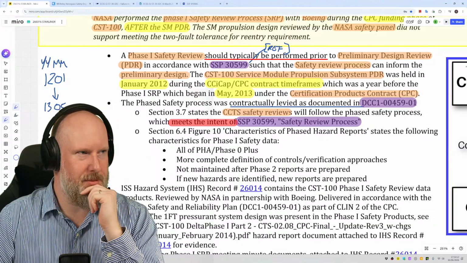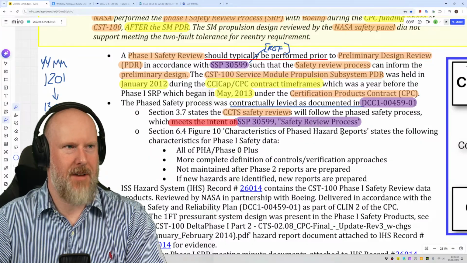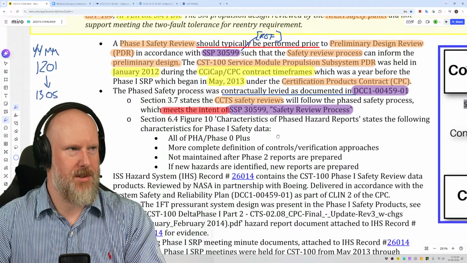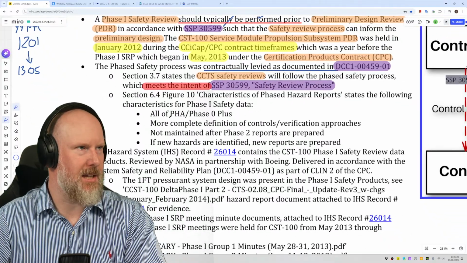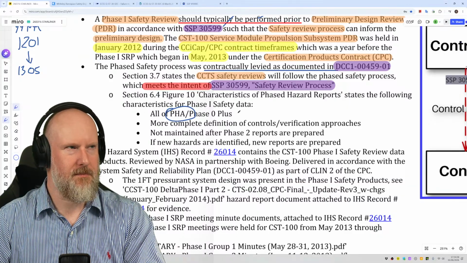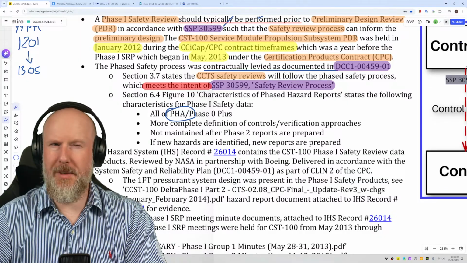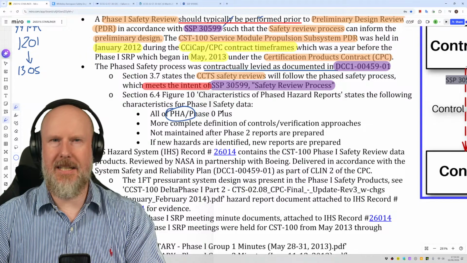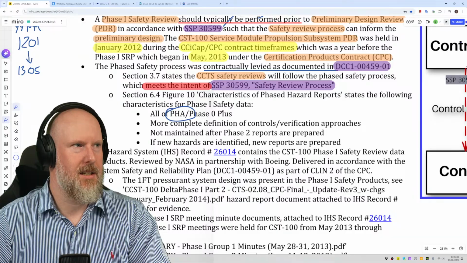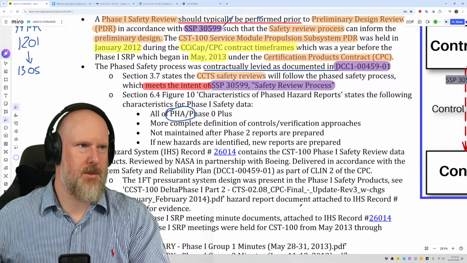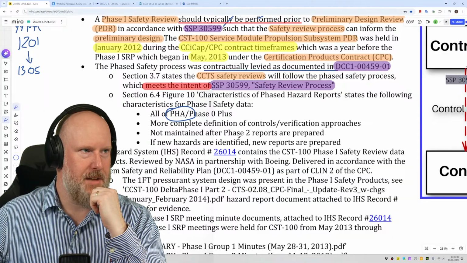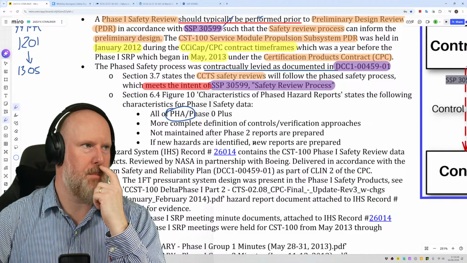Okay, so figure 6.410, characteristics of phased hazard reports, states the following characteristics for phase 1 safety data. All of the PHA, so I'm presuming that's preliminary hazard assessment, phase 0 plus. Not entirely sure. I'm presuming that's some kind of concept stage or earlier hazard identification and early analysis activity. More complete definition of controls verification approaches, not maintained after phase 2 reports were prepared. If new hazards were identified, new reports are prepared.